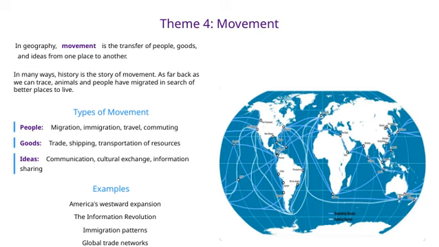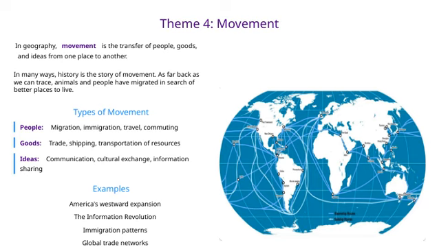There are different types of movement to consider. For people, this includes migration, immigration, travel, and commuting. Each of these shapes societies and cultures in unique ways. When it comes to goods, movement happens through trade, shipping, and the transportation of resources, which helps connect economies worldwide. And for ideas, movement involves communication, cultural exchange, and sharing information, all of which help spread innovations and traditions.